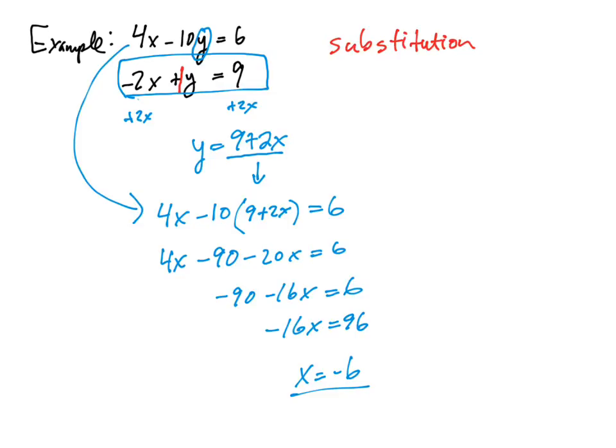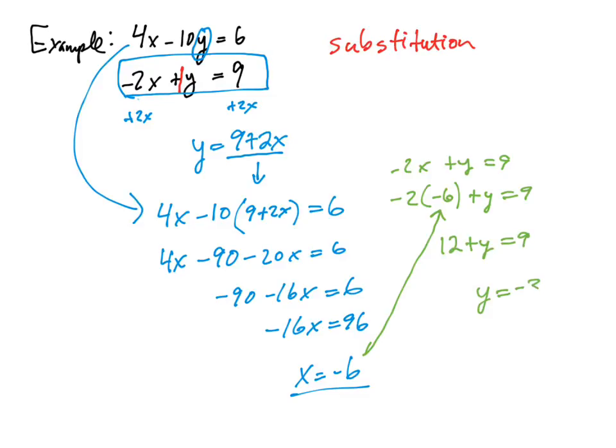So we would say -2 times -6. This -6 just gets substituted into this equation, plus y is equal to 9. So now solve for y. We have 12 plus y is equal to 9. y is equal to -3. So our solution here is going to be (-6, -3). So that is the intersecting point of these two lines.